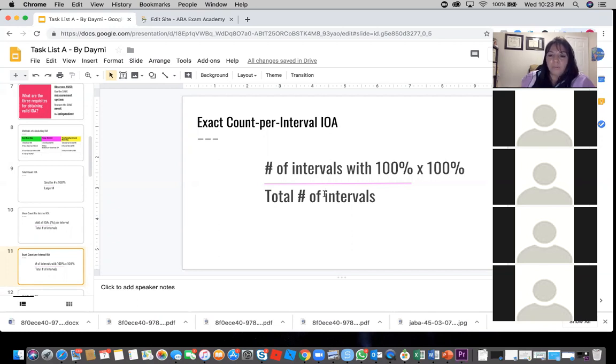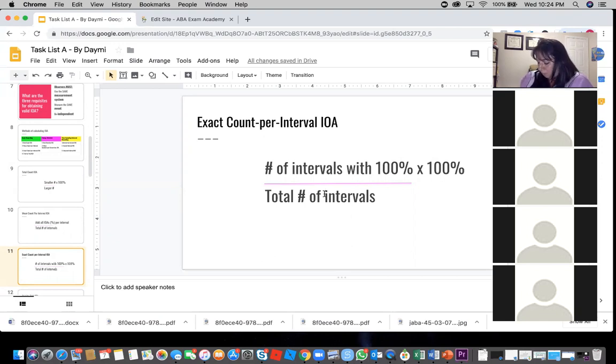So it's the number of intervals with 100%. If there's 2 intervals that have 100%, then you grab those, you add them, you multiply by 100, and then you divide it by the total number of intervals. So let's say there's 5 intervals, but there's only 2 that have 100%. You're not gonna add all of those intervals up. You're just gonna get the ones that are 100%.